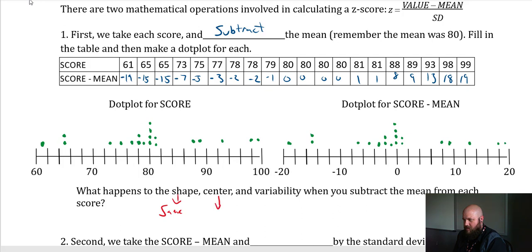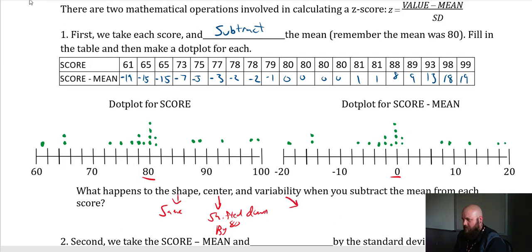The center did what? Shifted down by 80. Right? We went from our mean of 80 to a mean of 0. Or not a mean, I'm sorry, a center. I'll rephrase that. We went from a center of 80, because our peak was at 80, to a center of 0.